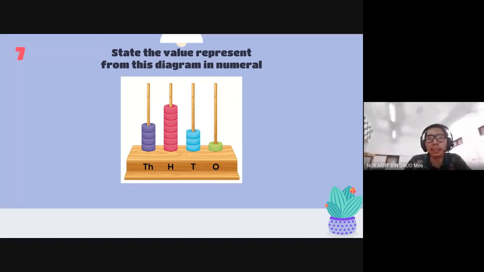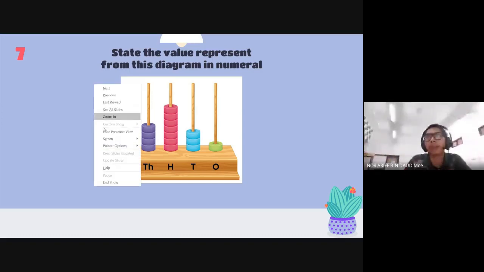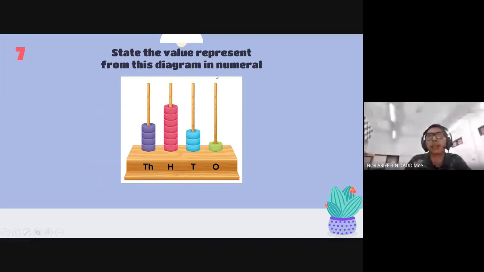Okay, kita kira sama-sama. Okay, the value for ones ni adalah ones. Sekejap. Okay, this is 1. This is 1, 2, 3, put 3. 1, 2, 3, 4, 5, 6, 7. You put 7. 1, 2, 3, 4. You put 4. Okay, we get the value. So the value will be 4,731. Okay? Alright.